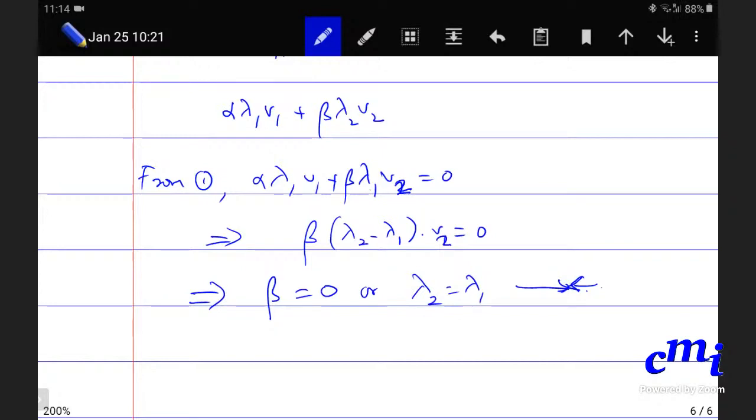Yeah, okay. So this would not have been linearly dependent to start, because we assumed. Okay, so this is the end of this argument.